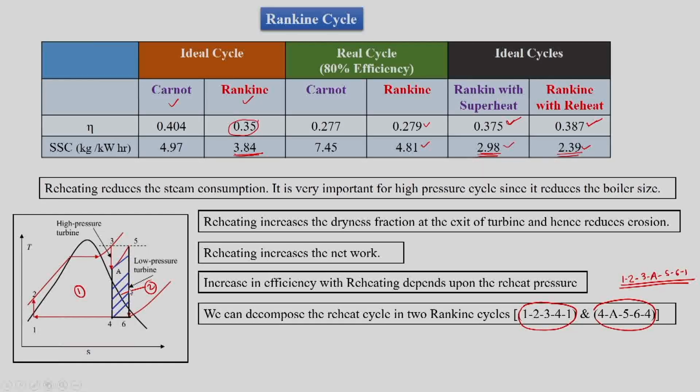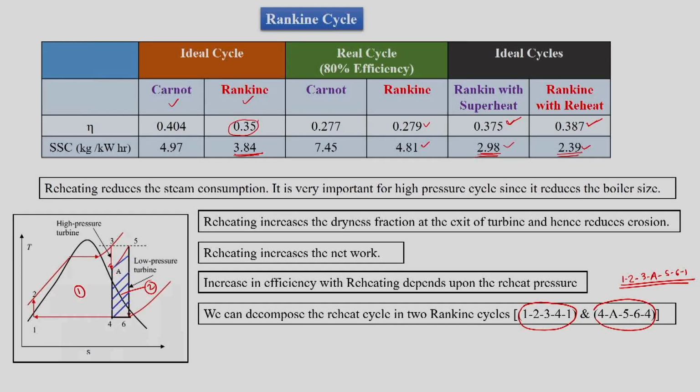Now, when can we have an increase in efficiency with reheat? Once we decompose the cycle, we can know the efficiencies of the two cycles: the efficiency of cycle 1 and the efficiency of cycle 2. If the efficiency of cycle 2 is greater than the efficiency of cycle 1, then obviously the integration of 1 and 2 will have higher efficiency. What does it mean?